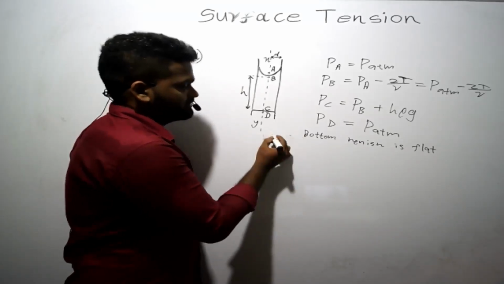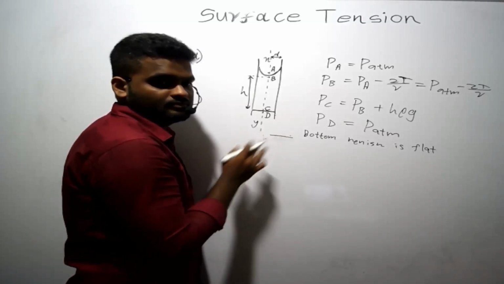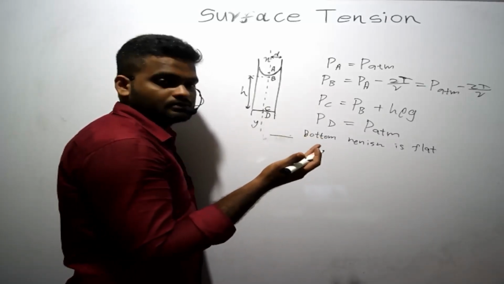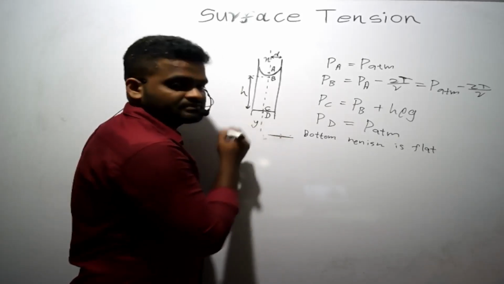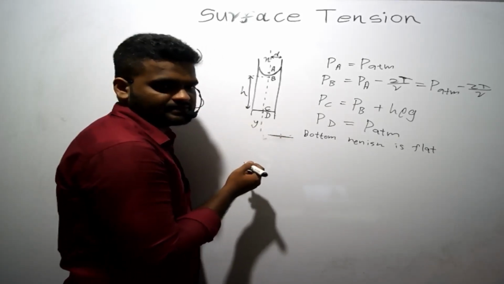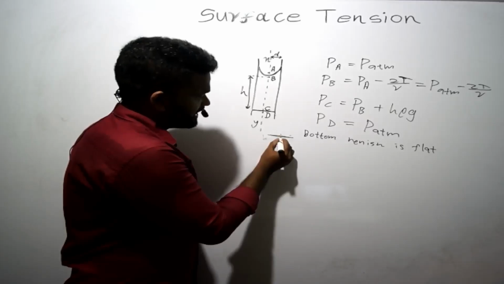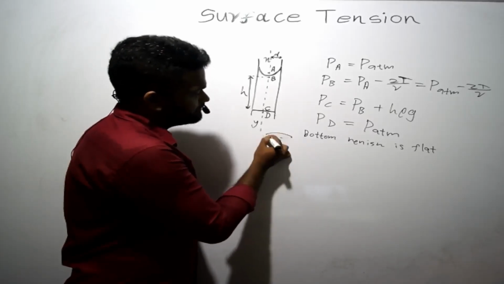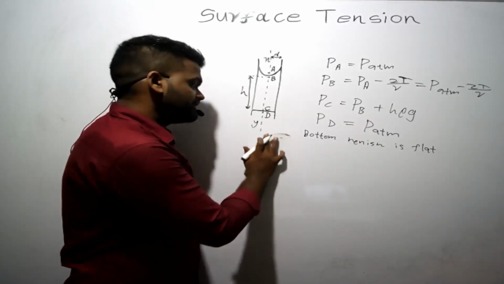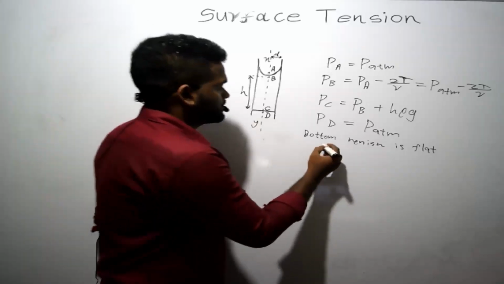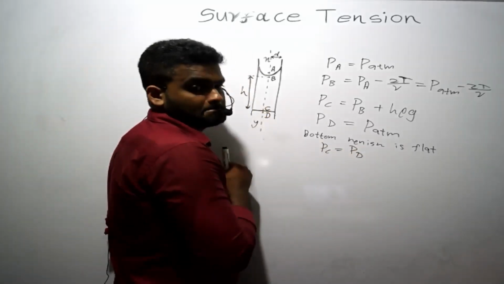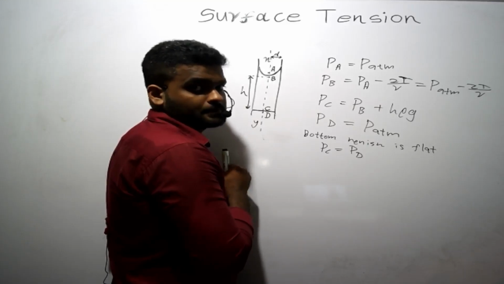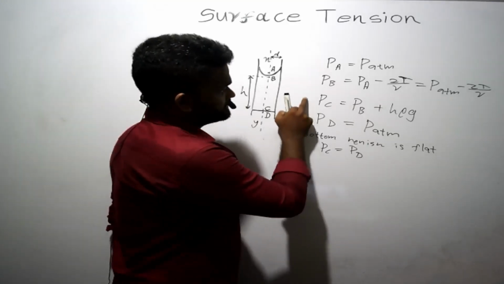If it doesn't curve, what does it matter? Why is that? If it doesn't curve, pressure here should be equal to pressure here, right? Understand? If pressure is higher here, it curves upwards like this. If it doesn't curve, it means pressures are equal at PC and PD. Got it? So what is PC?